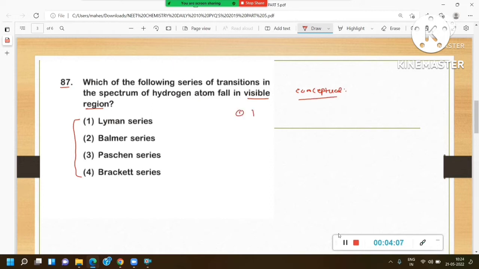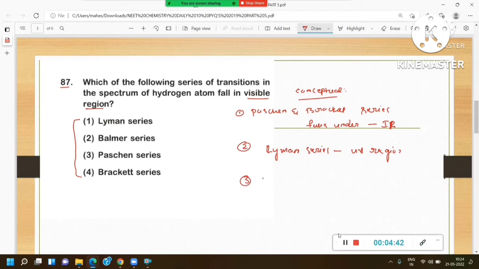We know that Paschen and Brackett series fall under IR, infrared, whereas Lyman series falls under UV region, ultraviolet region. The third one is Balmer series. It falls under the visible region. So according to the concept, the visible region falls under Balmer series. So our answer is 2.